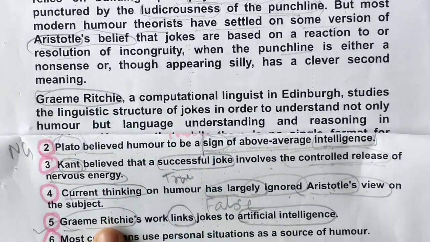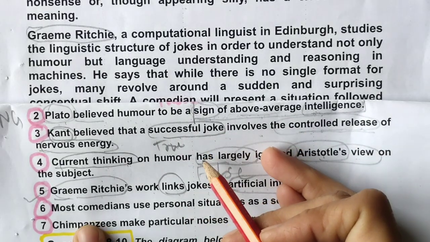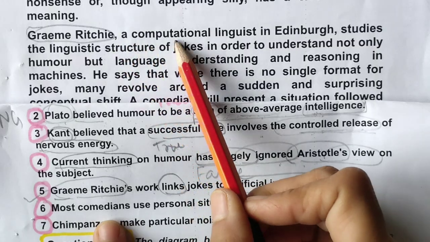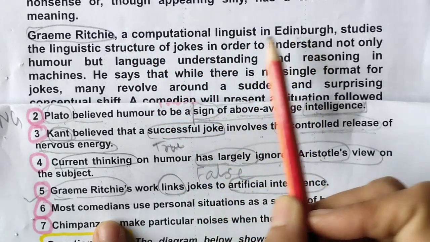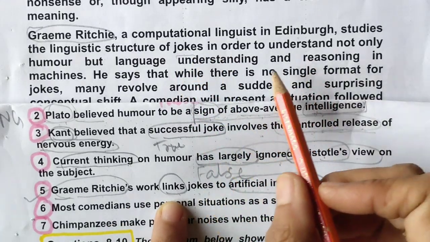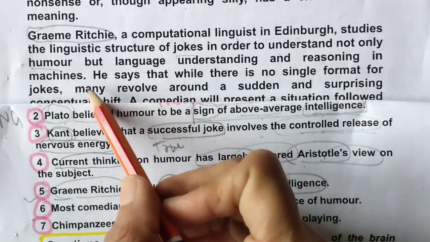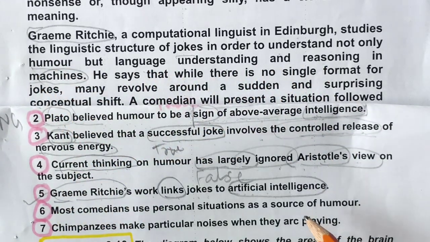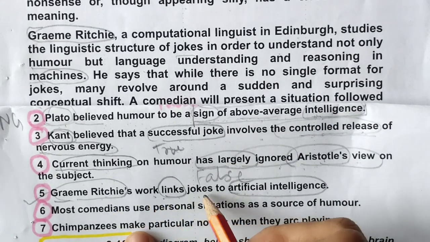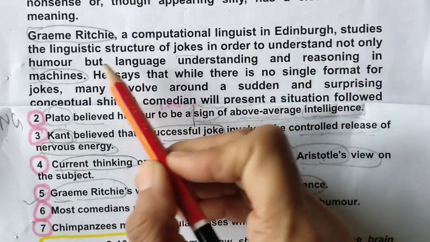Okay, so let's read it. Do it with me. You will enjoy your reading actually. If you enjoy your reading practice, then definitely you can get higher band scores. So this person, a computational linguist in Edinburgh, studies the linguistic structure of jokes. Okay, so we were looking at jokes also in order to understand not only humor but language understanding and reasoning in machines. See this, he links jokes to artificial intelligence, meaning machines. He links not only humor.